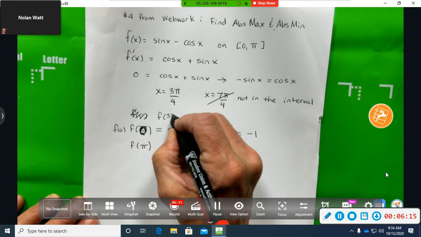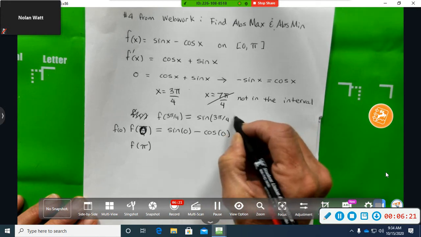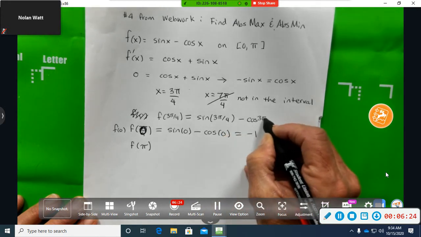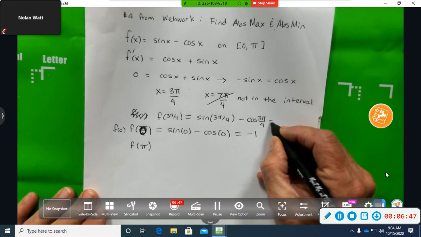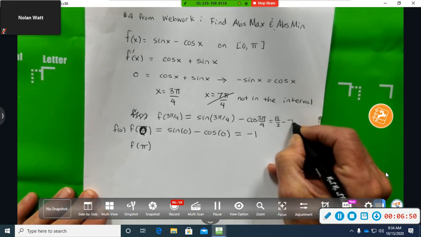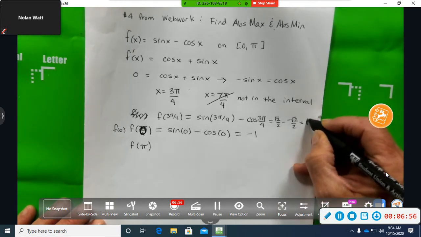Let's put f of 3 pi over 4 here. We need the sine of 3 pi over 4 minus the cosine of 3 pi over 4. Now in the second quadrant, sine is a positive number. Sine of 3 pi over 4 is square root of 2 over 2. So is the cosine of 3 pi over 4, but in quadrant 2 the cosine is a negative square root of 2 over 2. So we have square root of 2 over 2 minus a negative square root of 2 over 2. So I get 2 of those, which cancels with the 2 on the bottom, and that leaves us a positive square root of 2.